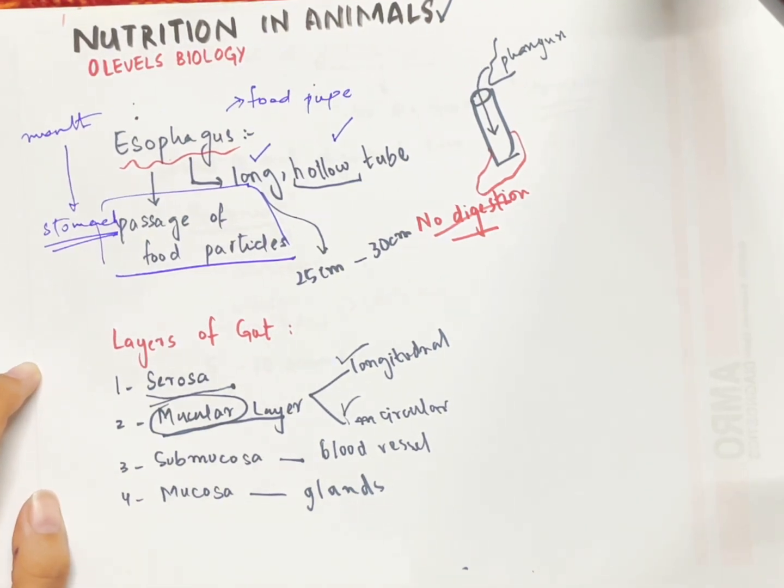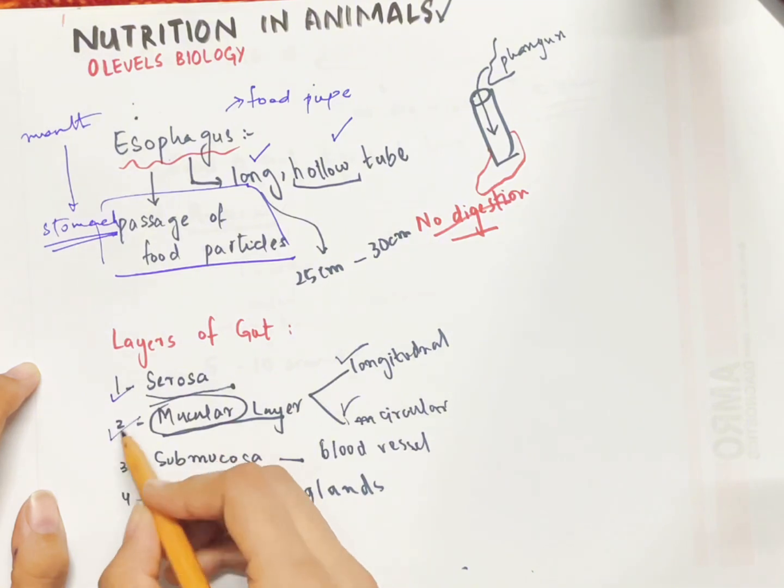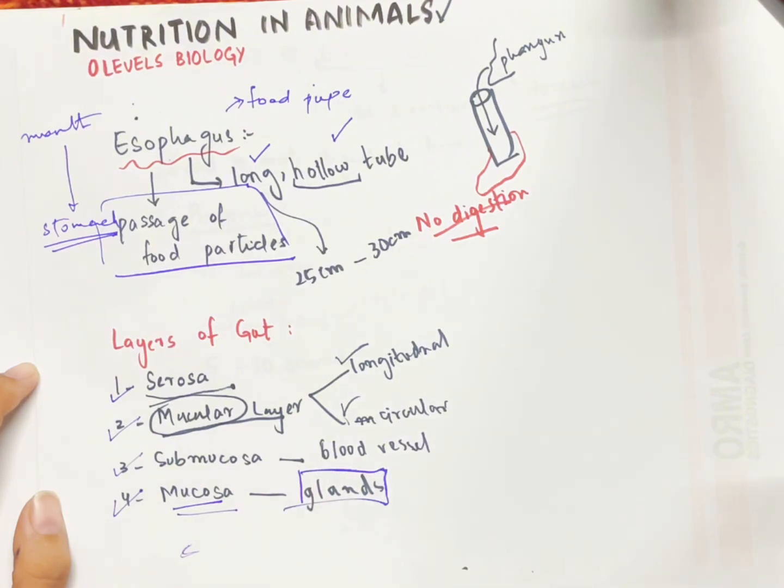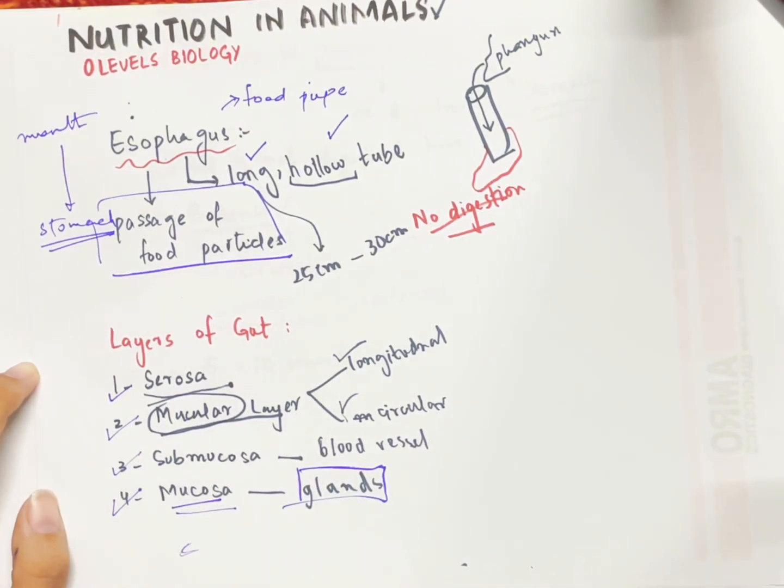So there are four layers of the gut. There are the serosa, the muscular layer, the submucosa, and the mucosa. Let's talk about each layer in much more detail. When you talk about the serosa, it is the outermost layer, and the mucosa is the innermost layer. The mucosa consists of all kinds of glands that help release the secretions. The submucosa consists of all kinds of blood vessels, and it is richly supplied by the blood.